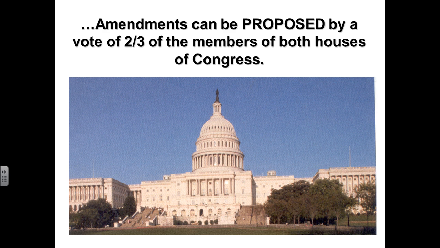So amendments can be proposed by a vote of 2/3 of the members of both houses of Congress. This means the representatives in Congress bring up the idea that somebody told them about, almost like they would when they're talking about a new law. And then all the people in Congress vote on it. But it's different than a law because laws need to pass by just a majority, just 50% of both the House of Representatives and the Senate. But for an amendment, when they vote on it, it has to pass by 2/3 in the Senate and the House of Representatives.